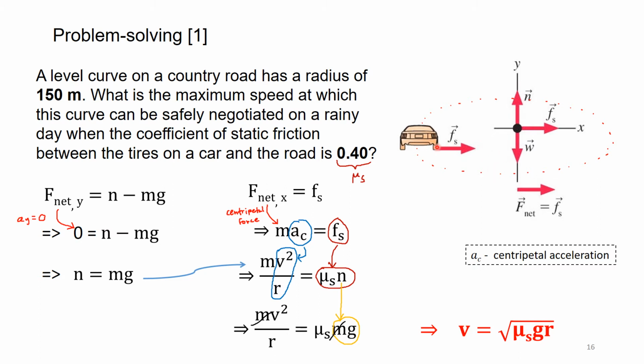So now we know all the required quantities. Mu s is 0.4, g is 9.8, and r is 150 meters. So you can plug all this in. That will give you the maximum speed permitted for this car to make a circular path. If it's traveling at a bigger speed, it won't be able to maintain this circular path. It will end up with a path of a bigger radius because the friction isn't strong enough to make the vehicle curve sufficiently.